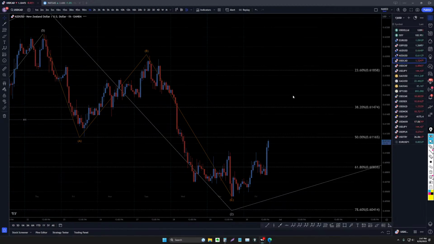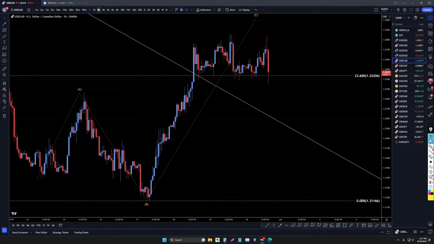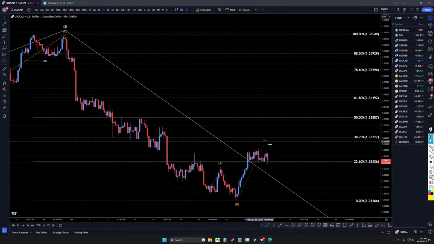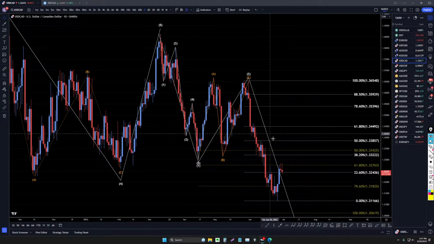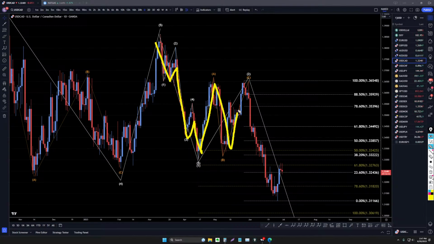Let's move on to the dollar Canadian, which is not really looking as good as some of the other ones. Let's go up to the daily time frame. Now this was a very strong move to the downside, but it definitely has almost a perfect trend. Wave 1, ABC, wave 2, and it has another almost perfect trend.